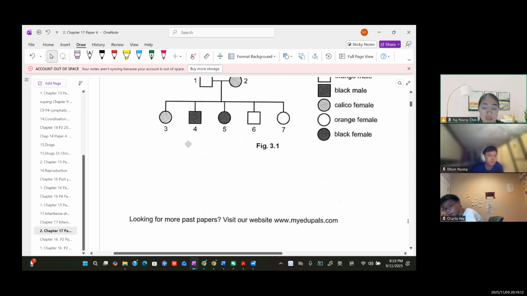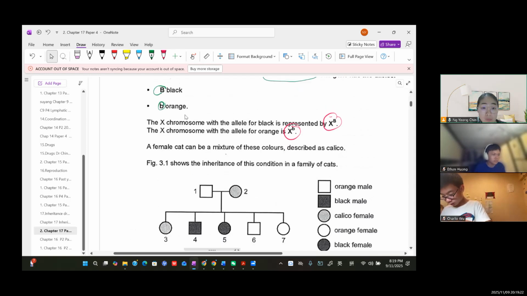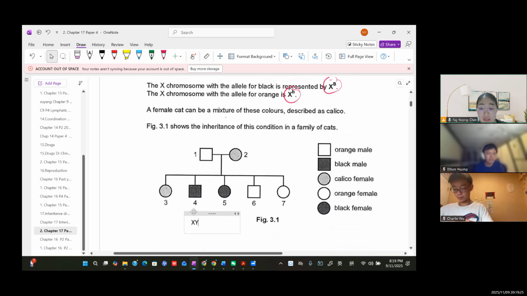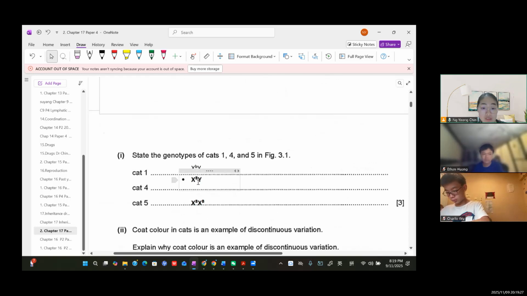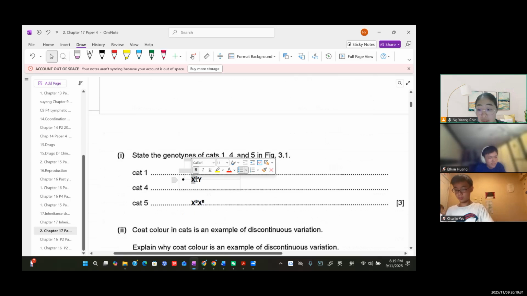So you can see this 4 is the male. So male is XY. So since it is black, the male is about what? B. So it will be the X, capital B, like this. So this is number 4, okay? We can see X, capital B, and then Y.